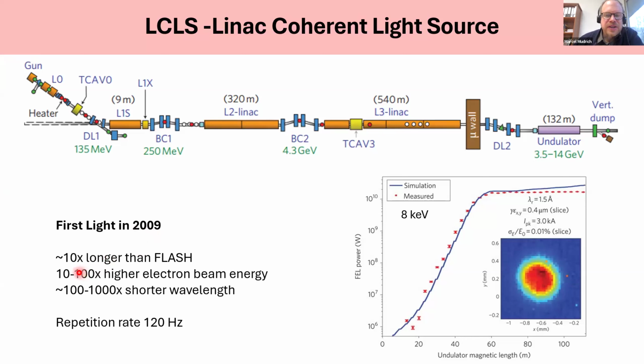But to reach XFEL operation, the whole structure had to be 10 times longer than FLASH, with 10 to 100 times higher electron beam energy, and also certainly higher beam current. We are talking about a peak current of 3 kiloamps here. And in that way, already hard X-rays, 8 keV photons, were demonstrated in 2009.